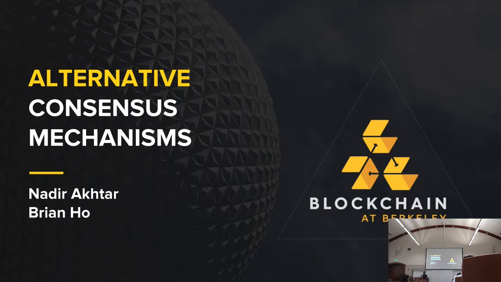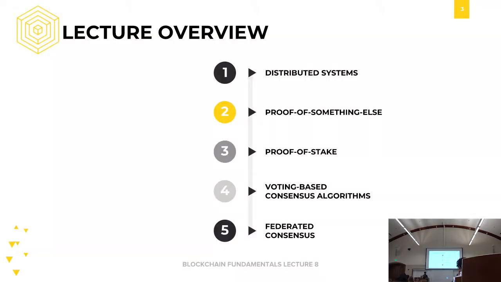All right, so you probably remember me from the first lecture. I'm Nadir Akhtar, the president of Blockchain Berkeley. I taught the first lecture, which gave a high-level overview of Bitcoin and of the problem that it solved. Today we're going to look into how other consensus algorithms can solve the same problem that Bitcoin tried to solve when it first started.